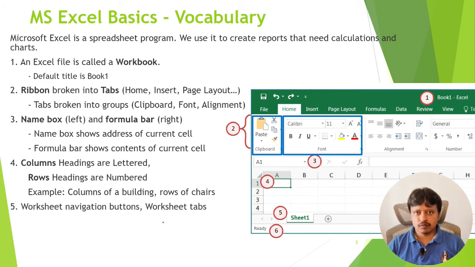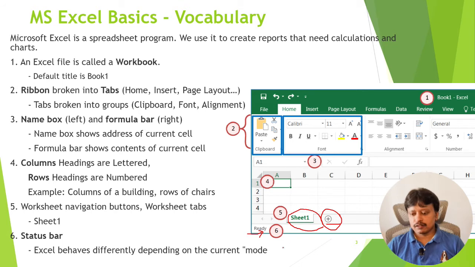Next one is the worksheet tabs. Here you can see the first one will be Sheet 1, and you can add more sheets using this plus button and name them as per your need. These things we will learn in upcoming videos. The final part which we want to cover today is the status bar. Excel behaves differently depending on the current mode. So what are the modes we have? Let's see.